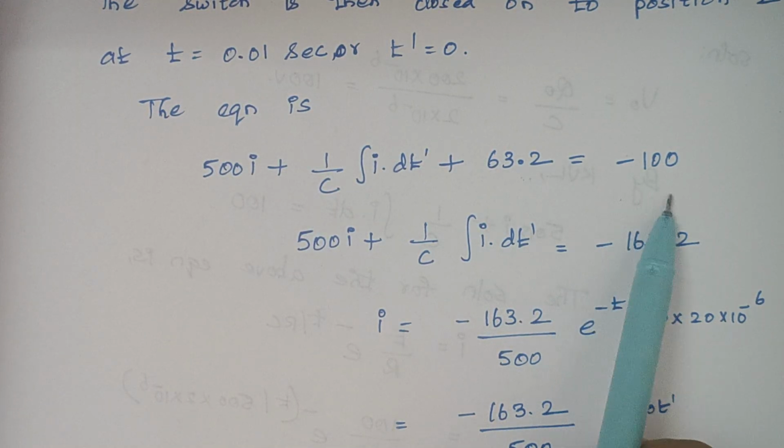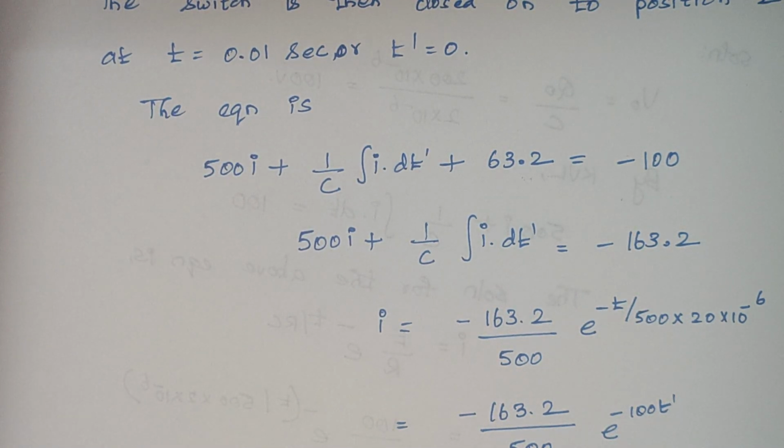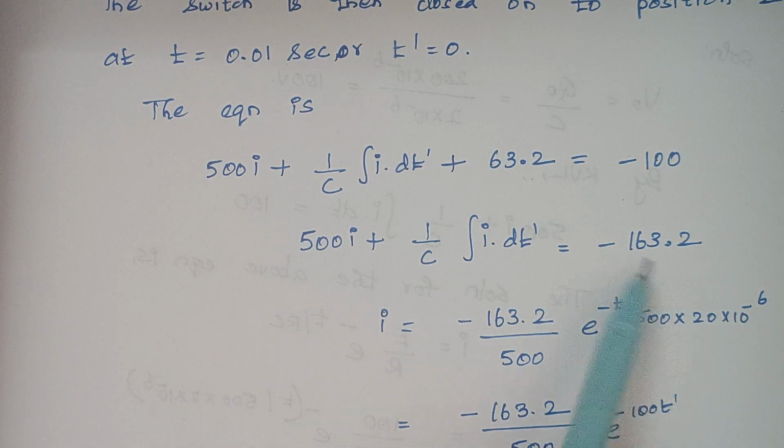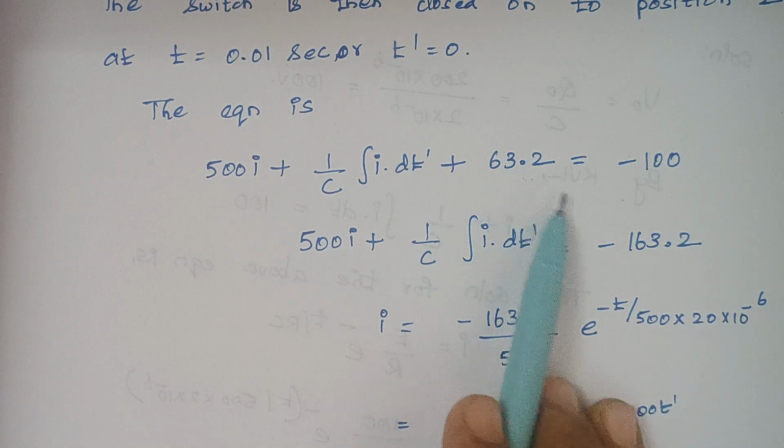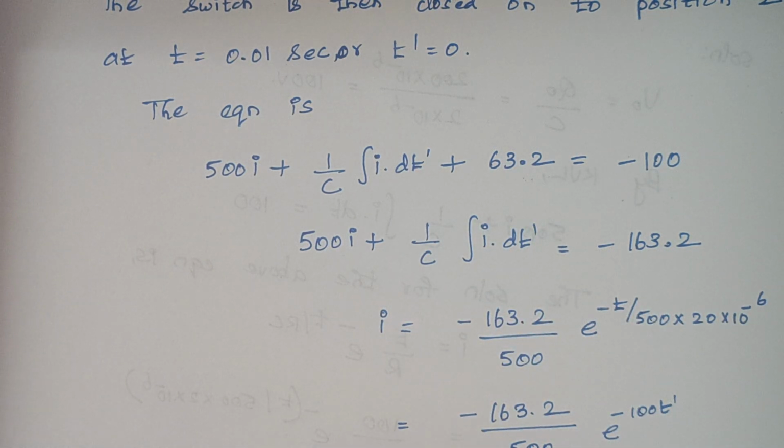So here it is minus 100, right? So again when you solve, you see our expression is like this. Okay, I am moving the 63.2 to the right hand side, therefore again that becomes minus. So minus 100 minus 63.2 gives minus 163.2.